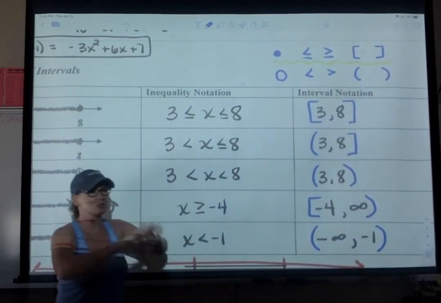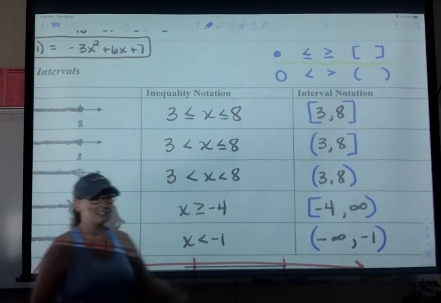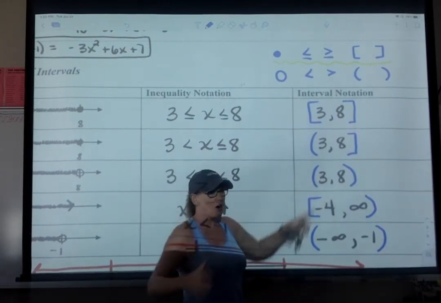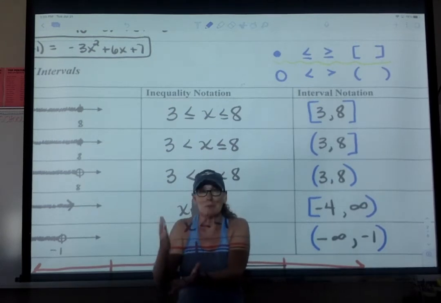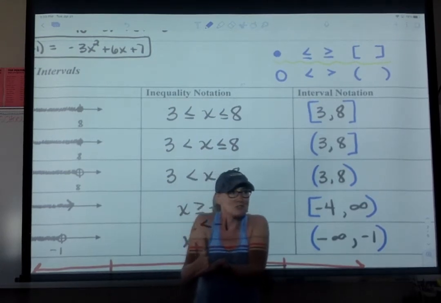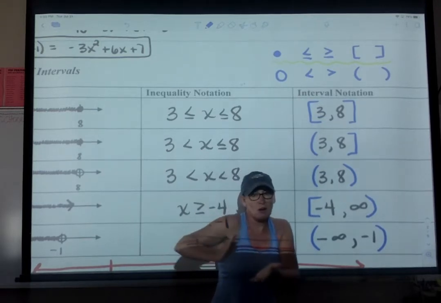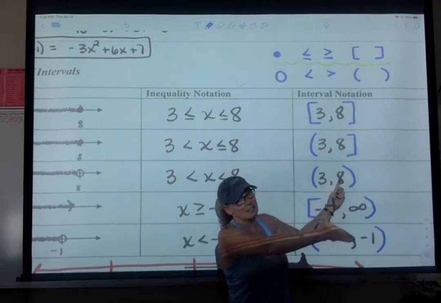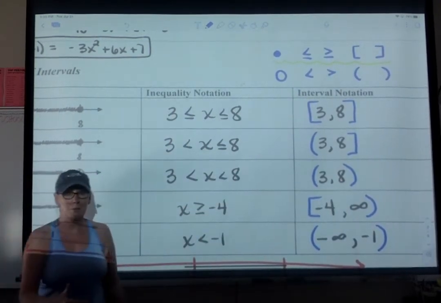That's what you're used to. It's what you've been doing for years. It's not an ordered pair. It's a range of x values. This represents all the numbers starting at, not exactly 3, but about 3.0000001, all the way up through not quite 8, but 7.9999999. It represents all those numbers in between there. It's not an ordered pair.